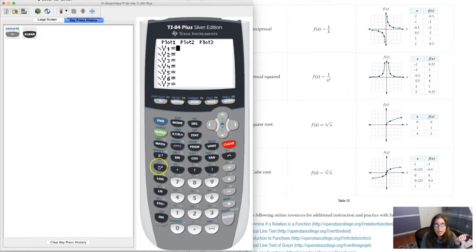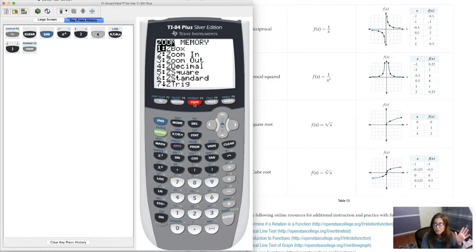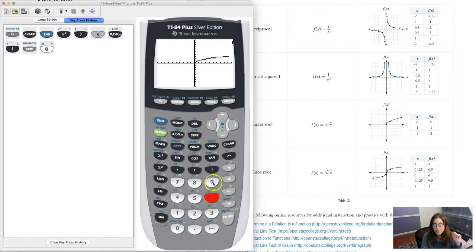All right, and I see my square root symbol right over the x squared symbol, but it's in blue, so I'm going to hit my blue key. And then I'm going to hit x, close that parentheses out. All right, now we'll hit zoom 6, because I don't know what my window was before. I don't remember the last time I used this calculator, so I'm just going to reset to the standard graph. And you can see that square root function right there.